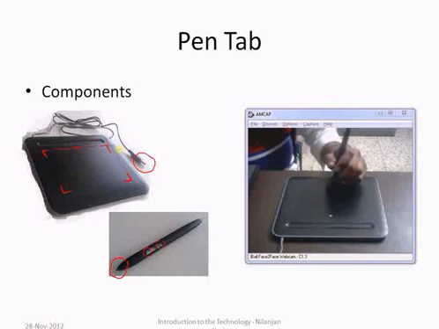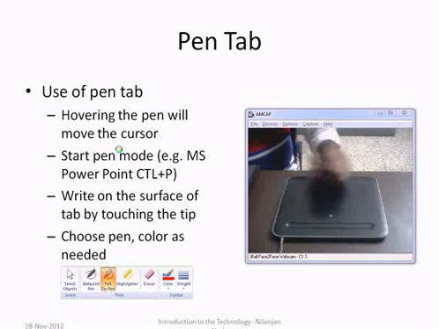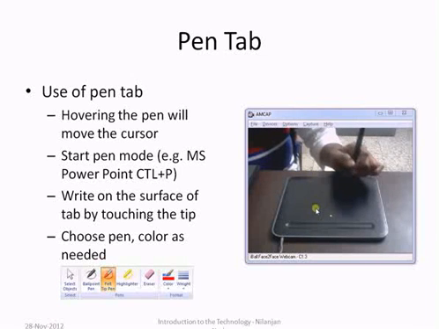So let's look into some functionality of this pen tab. If we hover this pen, you can see this cursor, and you don't need to touch it on the surface of the tab. If you maintain a distance of 3 mm to 5 mm and move it, the cursor moves on the display unit or monitor, and if you touch it, it starts writing.